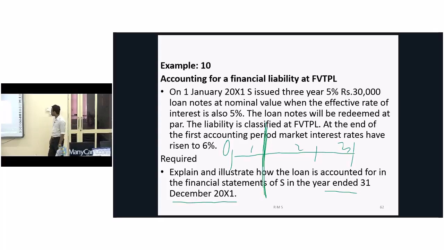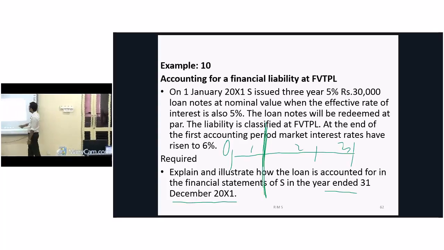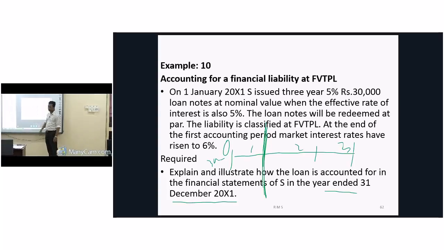30,000. You get 30 here, right? First year interest, how much? Already paid. Second year 1,500. Third year 1,500. Third year end, how much do you have to repay? 30,000. How to take the fair value on this date?